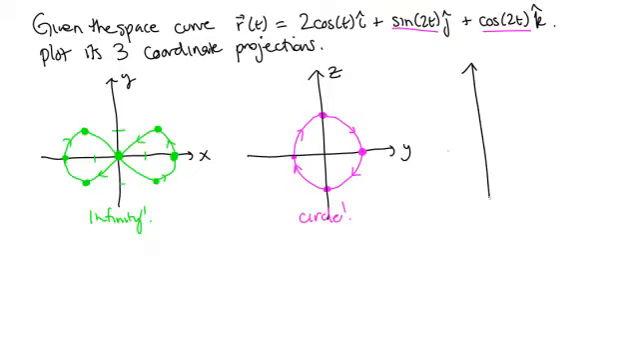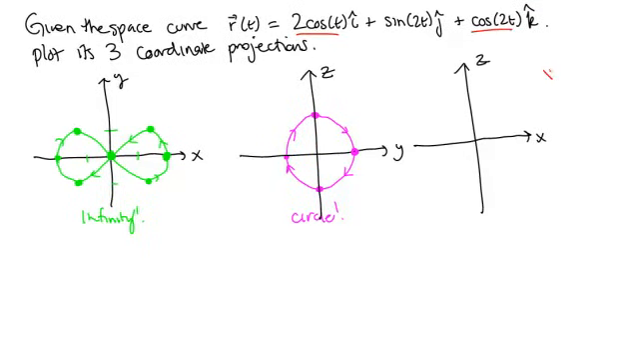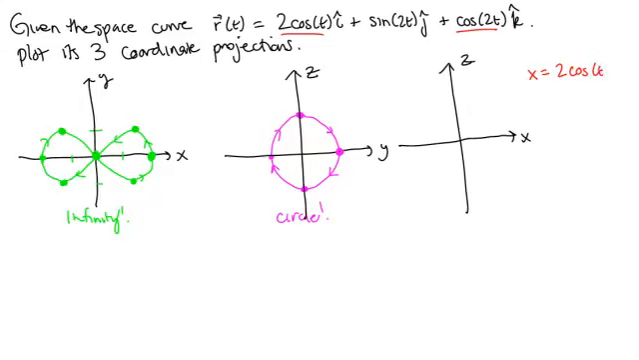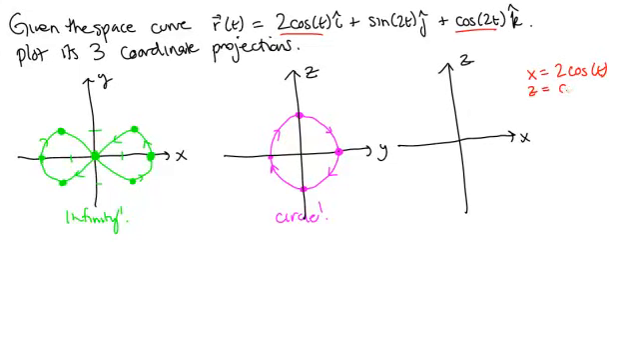What about that last coordinate? What happens if we stare down the barrel of the y-axis? So we only see the xz plane. So in this case, we're only going to focus on the x and the z terms. So we're going to get x is equal to twice cosine of t, and z is equal to the cosine of 2t. Now if we plot a couple of points like we did last time, t, x, z, 0, pi over 4, pi over 2, 3 pi over 4.